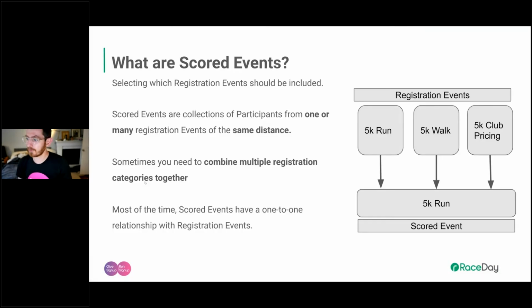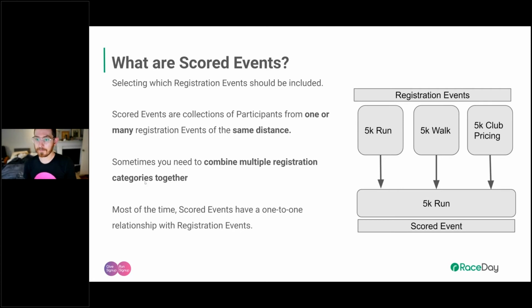So first off, what are scored events? Scored events are collections of participants from one or many registration events of the same distance. Sometimes you'll need to combine multiple registration categories together, but most of the time scored events have a one-to-one relationship with registration events. So it totally depends on the way that the registration was set up.